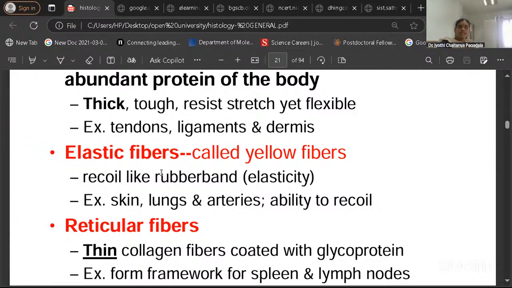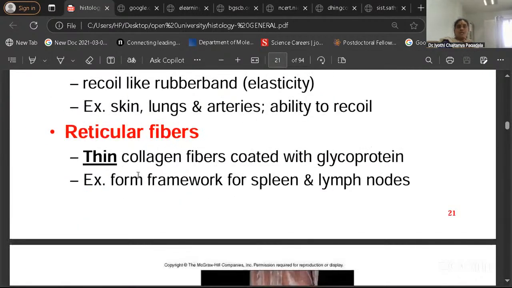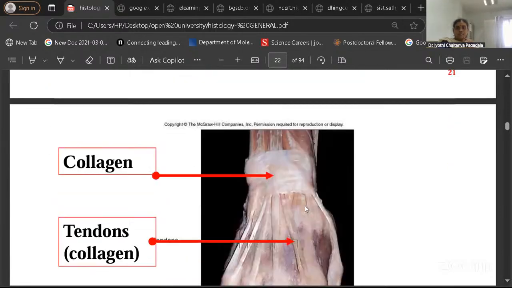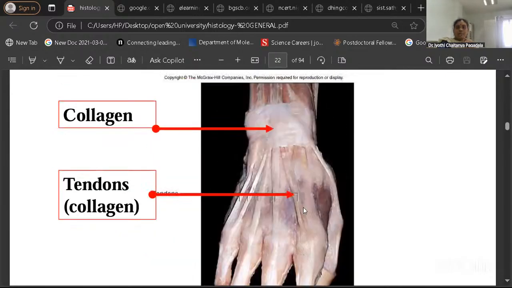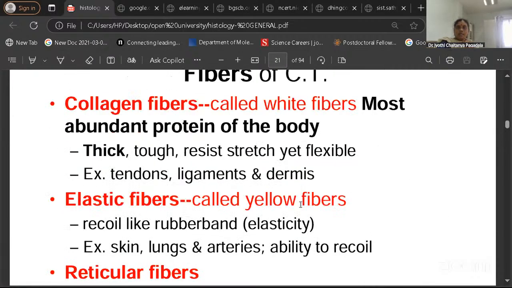And the other one is reticular fibers. These are thin collagen fibers coated with glycoprotein. For example, they form the framework for the spleen and lymph nodes. Here you can see the structure of a hand, where you can see the collagen and tendons. Here you can see the collagen. And what is the use of these collagen fibers?